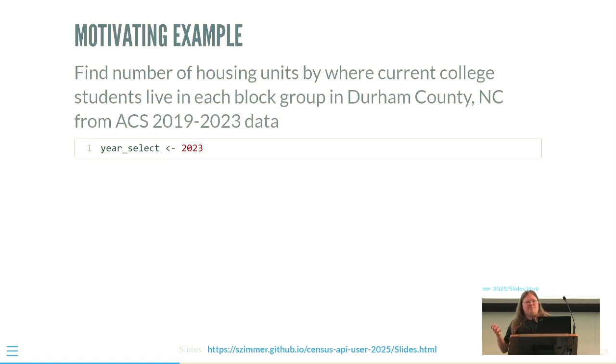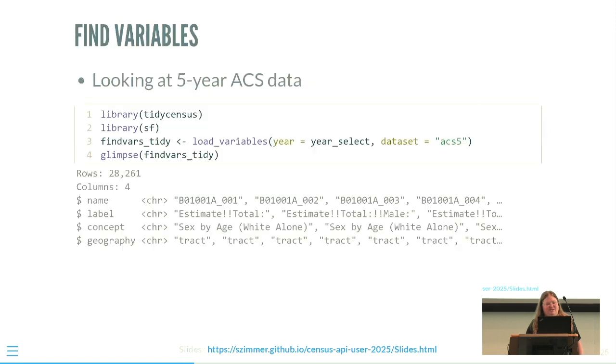It probably doesn't have much meaning to folks, but it's an area that tends to have 500 to 2,000 people, on average 1,500 people. So it's a relatively small area in a more urban environment. And we're going to set our year so that we can update this code if we wanted to do this in a future year. And looking at this load variables, it's a very long table that we get returned that shows us all the variables that we can get from the ACS 5-year data.